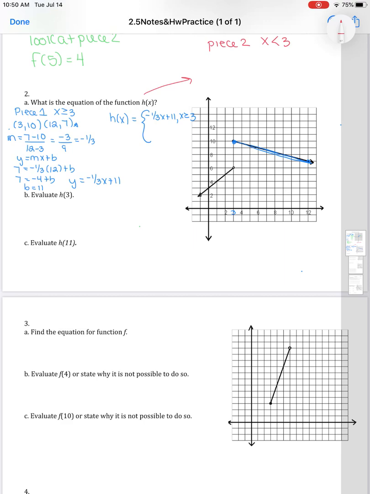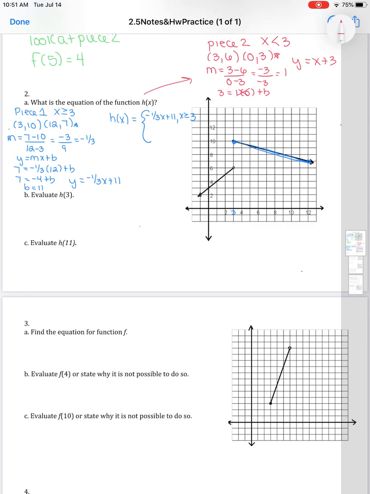For piece 2, I have an open circle on the 3 and it's going left. So that means x is less than 3. But again, I'm going to follow the same approach. Get 2 points. Whether it's open or closed doesn't matter. But (3, 6) is a point and (0, 3) is a point. I'm going to repeat what I did with piece 1. So m equals (3 minus 6) over (0 minus 3). I get negative 3 over negative 3, which is 1.